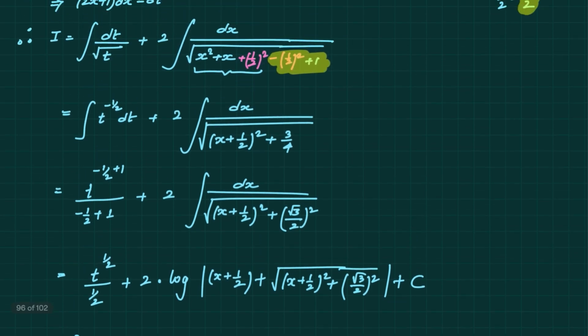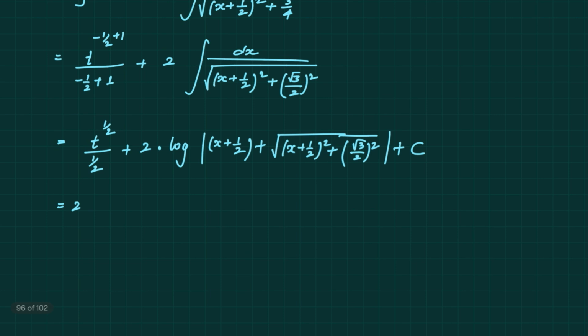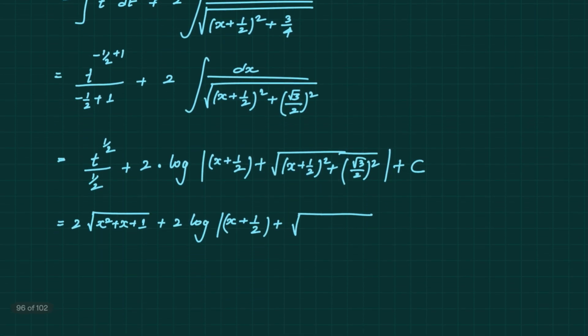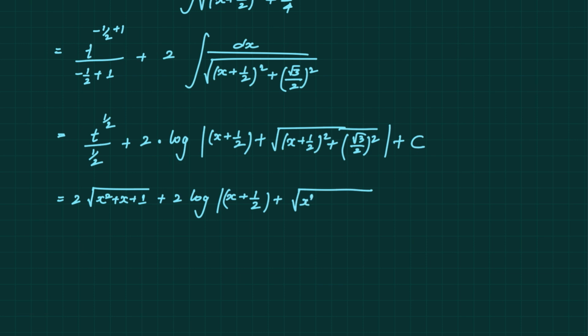So here the inverse of 1 by 2 is 2. Putting back the value of t, that is our quadratic x square plus x plus 1, and since there is to the power half, we can write this as square root, plus 2 log of x plus 1 by 2 plus, now if I simplify this expression, then we will get x square plus x plus 1 only, because we have been modifying the same quadratic expression in the sum and difference of perfect squares. So this is the answer for this question.